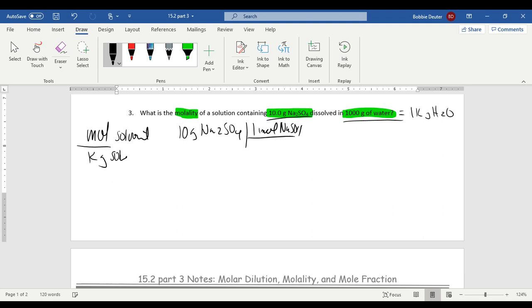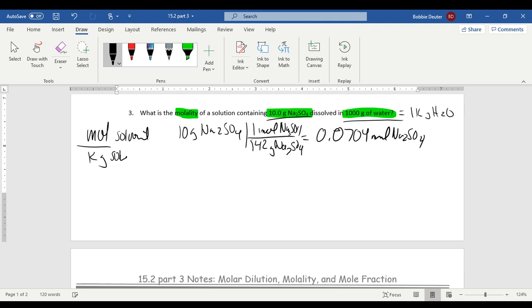So we need to find the molar mass using the periodic table, and you get 142 grams of Na2SO4. And in this case, you would get 0.0704 moles of Na2SO4. All right, so now let's figure out our molality for this solution.